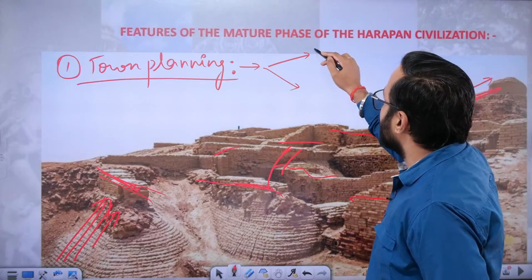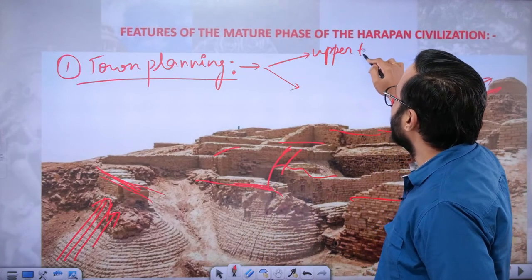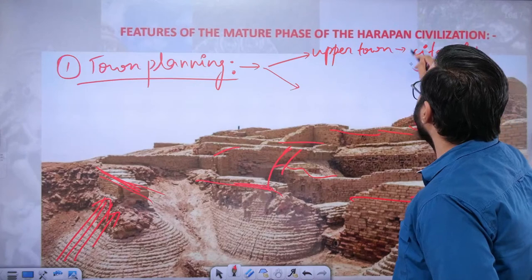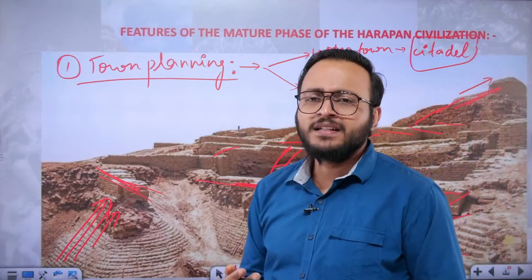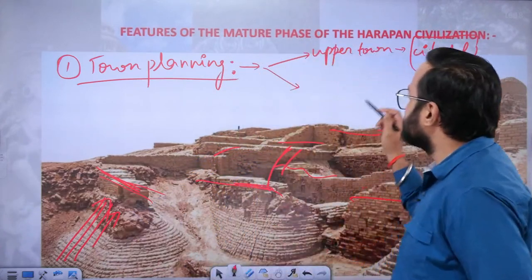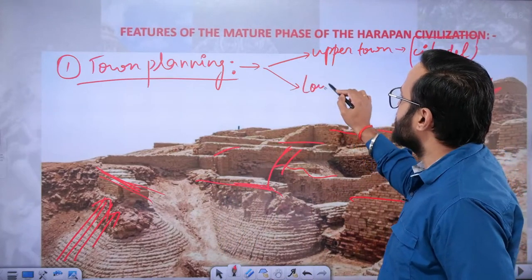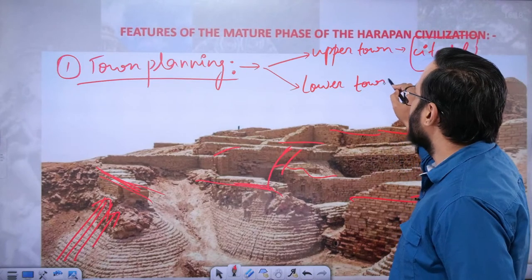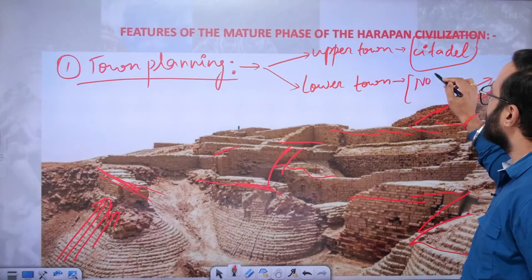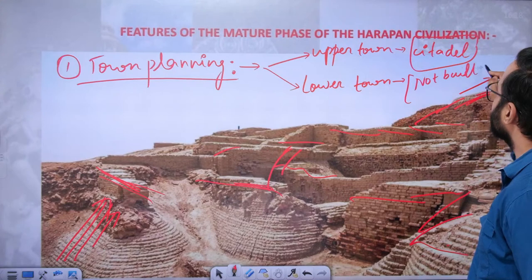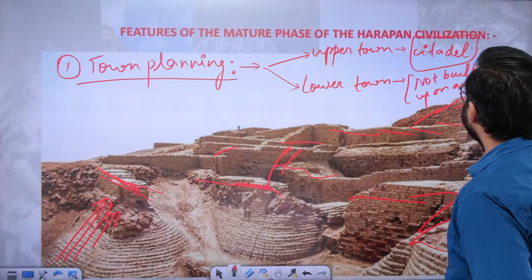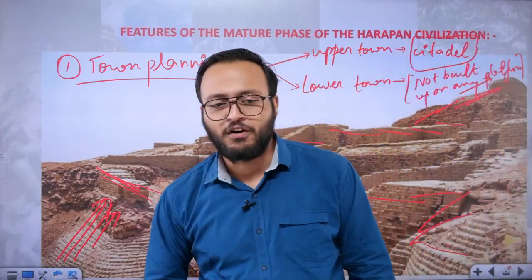So probably the upper town was called the citadel. What is the meaning of citadel? Citadel means a fort, a type of fort, that has a boundary. And what is the other part? The other part was called the lower town. The lower town was not built upon any platform. It was simply built upon the ground.